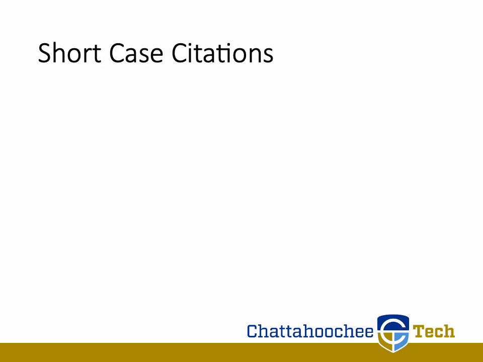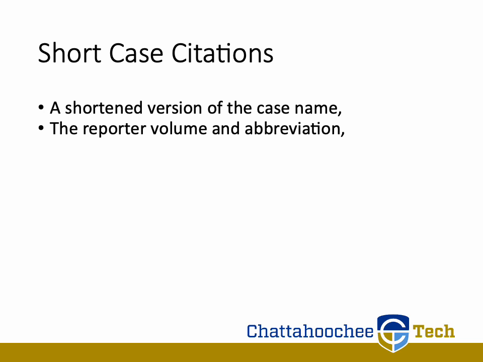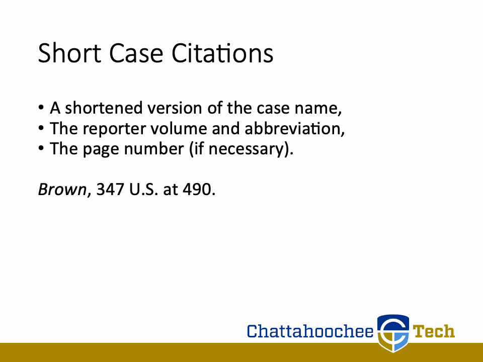So now let's talk about the short case citations, because once a case has been cited in full, you can use these short citations later. The short form is typically going to include a shortened version of the case name, the reporter volume and abbreviation, and then the page number if necessary. So that's what this looks like. Brown versus Board of Education turns into just the first part, Brown, the plaintiff, the volume number of the reporter, and then the specific page that we are talking about.